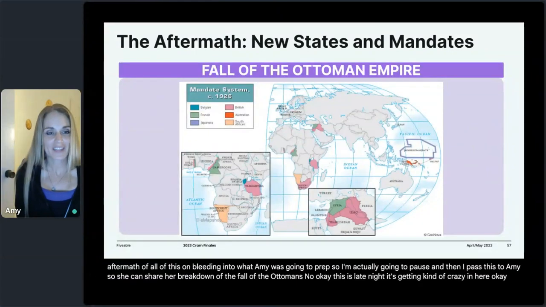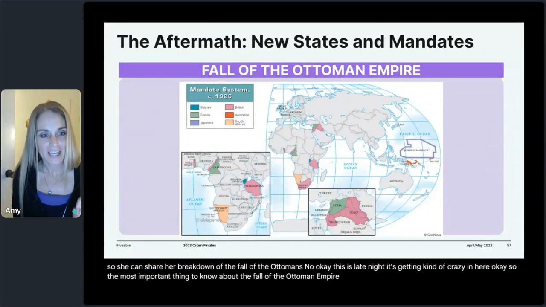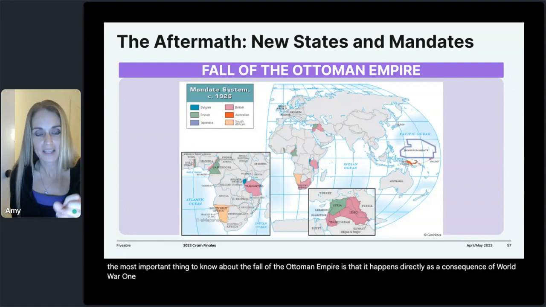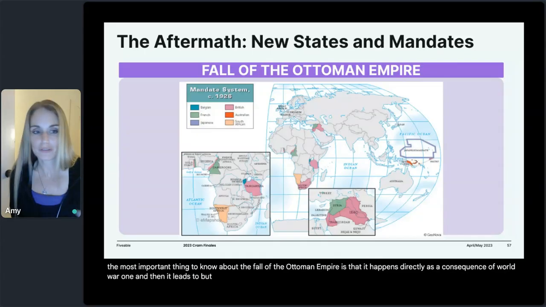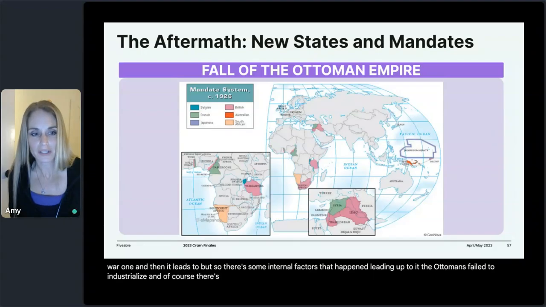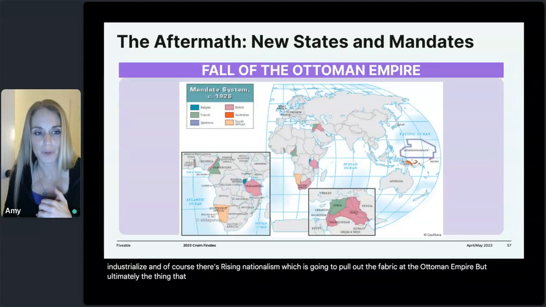Okay. So the most important thing to know about the fall of the Ottoman Empire is that it happens directly as a consequence of World War I. And then there's some internal factors that happen leading up to it. The Ottomans failed to industrialize. And of course, there's rising nationalism, which is going to pull at the fabric of the Ottoman Empire. But ultimately, the thing that kills the Ottomans is World War I.